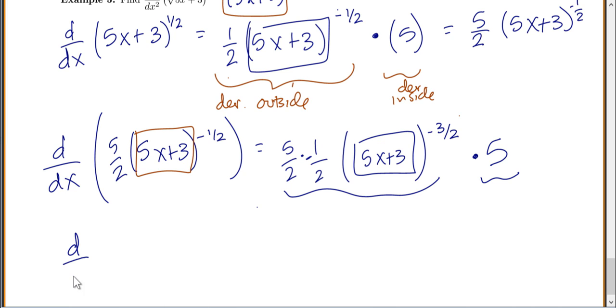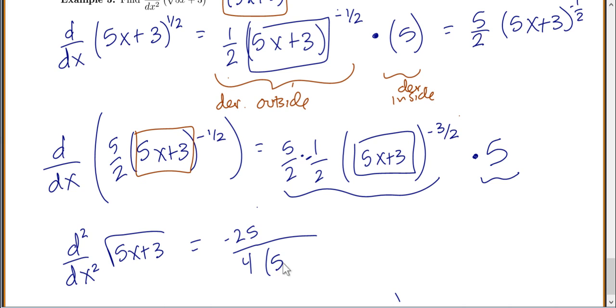So my final answer, our second derivative of the square root of 5x plus 3 is, let's simplify that, so 5 times 5/2 times negative 1/2, so let's see, that should be negative 25 over 4 times 5x plus 3 to the negative 3/2.